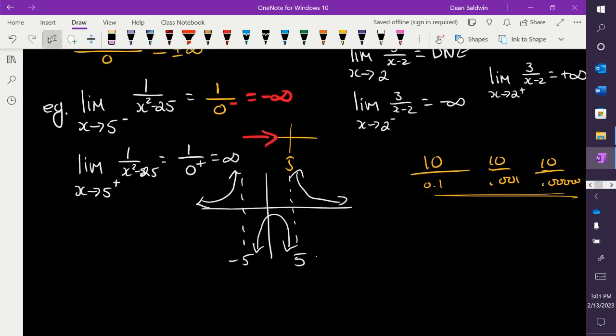Which one? Because if I put a number that's bigger than 5, so I'm coming at 5 from the positive side. Sorry? Yeah, like you're coming from the right side of it. Oh. Right? So you look at it. Here's 5. If we come at it from the positive side, where does the graph go? It goes to positive infinity. If we come at 5 from the negative side, it goes to negative infinity. Okay?